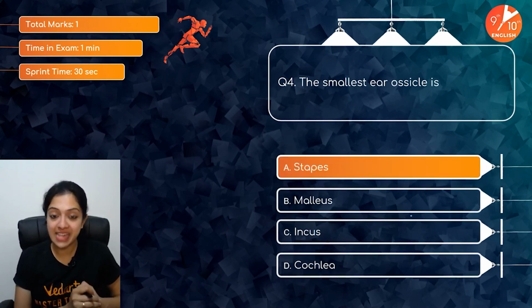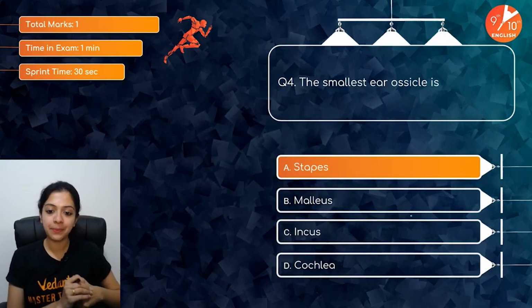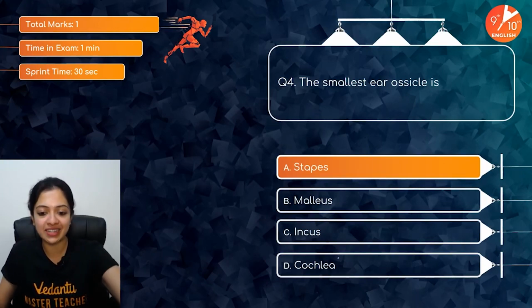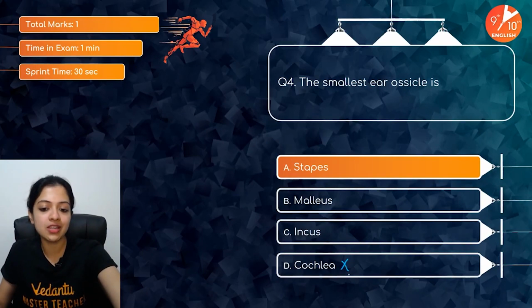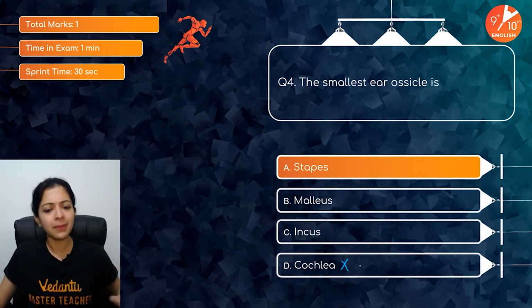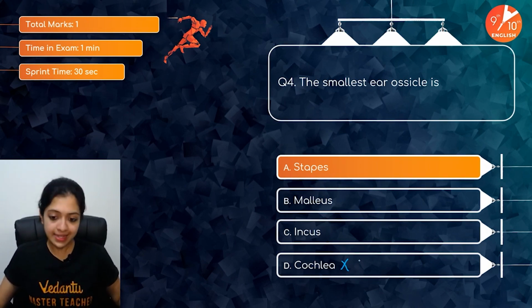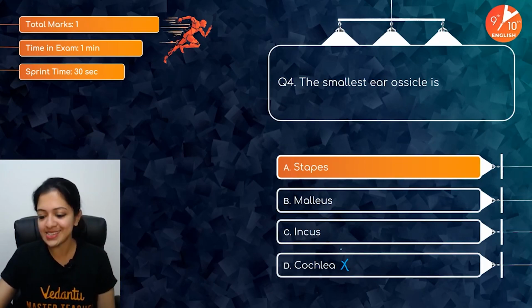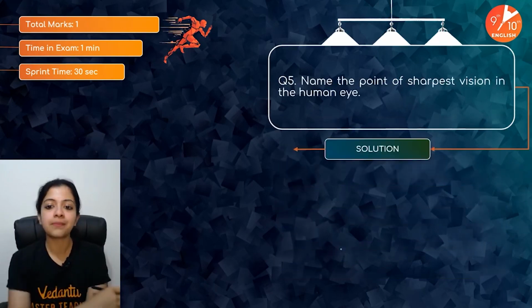The answer is stapes, out of malleus, incus, and stapes, of which stapes is the smallest ear bone or ear ossicle. Cochlea is not an ear ossicle, right? It's not even among these, but of course it's associated with the ear. It's a structure, the snail-like structure, remember? Yes. Okay.